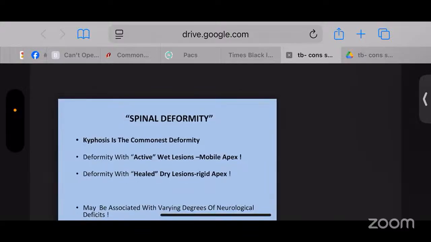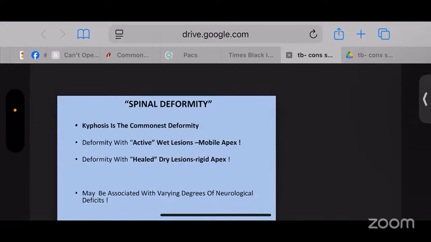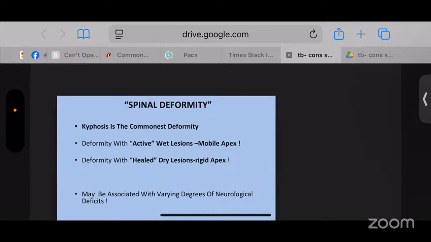Spinal deformity, the most common thing that we come across is the kyphosis, because it's more common in the thoracic spine. The thoracic spine itself is very kyphotic to begin with, and end plate destruction and loss of the musculature, or the tensioning of the muscles, further aggravates kyphotic deformity. As I mentioned before, this kyphotic deformity can be seen during active disease, in which there is a mobile wet lesion, a mobile apex is seen, so easy to deal with at this stage.